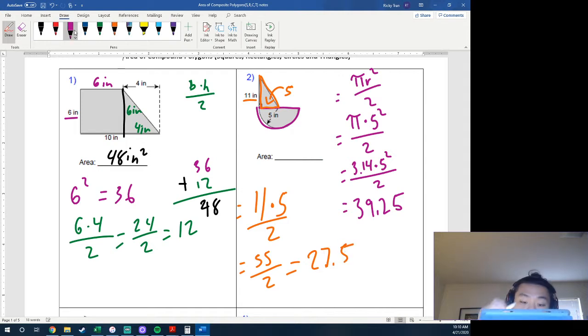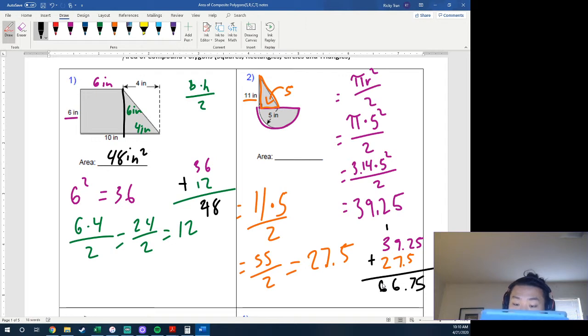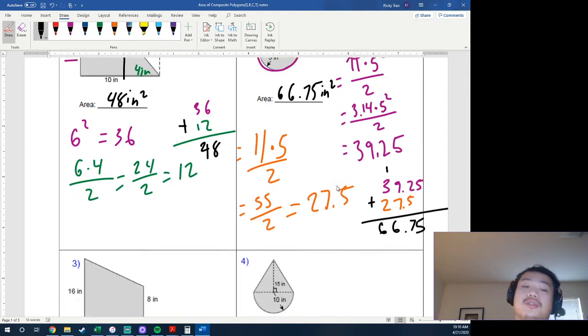Then we're just going to add 39.25 plus 27.5. Add them together, and we get 66.75 inches squared. Again, it's just compound shapes of two different shapes, so make sure you're just adding the two areas that you find together. Make sure you know which ones you're looking for.